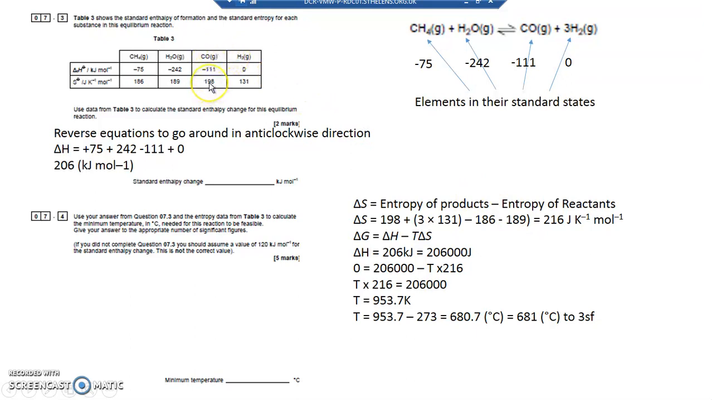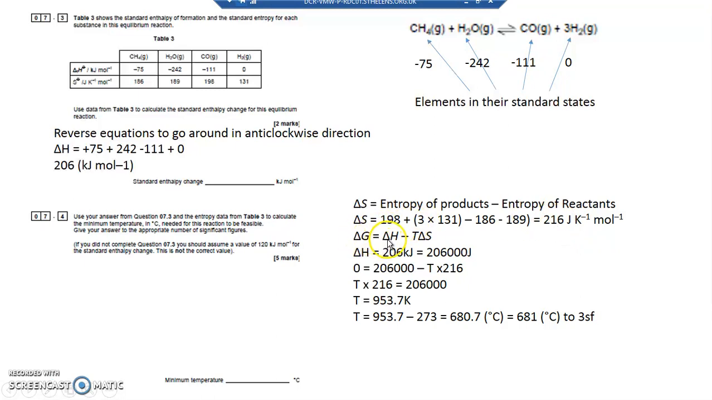So entropy of the products is 198 and 131, but I'm making 3 moles of H2, so I've got to multiply my 131 by 3. And then I take away the entropy of the reactants, so that's minus 186, because I'm taking it away, minus 189, because I'm taking it away, and my entropy change is 216.